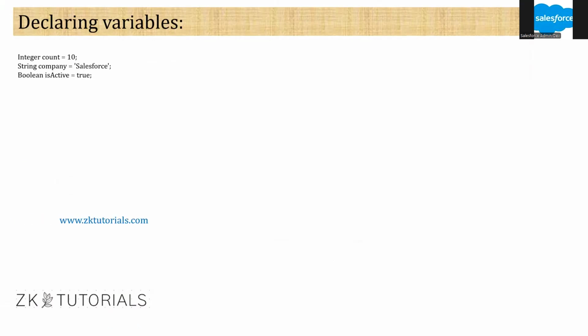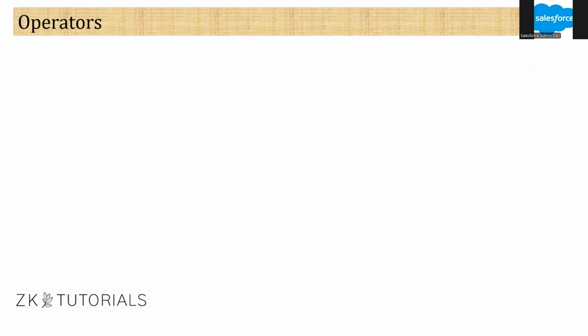Declaring a variable, I have already discussed. If you want to declare a string, you have to use string. If you want to declare an integer, you have to use integer. If you want to declare a boolean, you have to use boolean. The value of an integer is always going to be in the form of a number. String is going to be in the form of inverted commas. And the boolean is going to be in the form of true and false. Okay, that's the way you declare a variable.